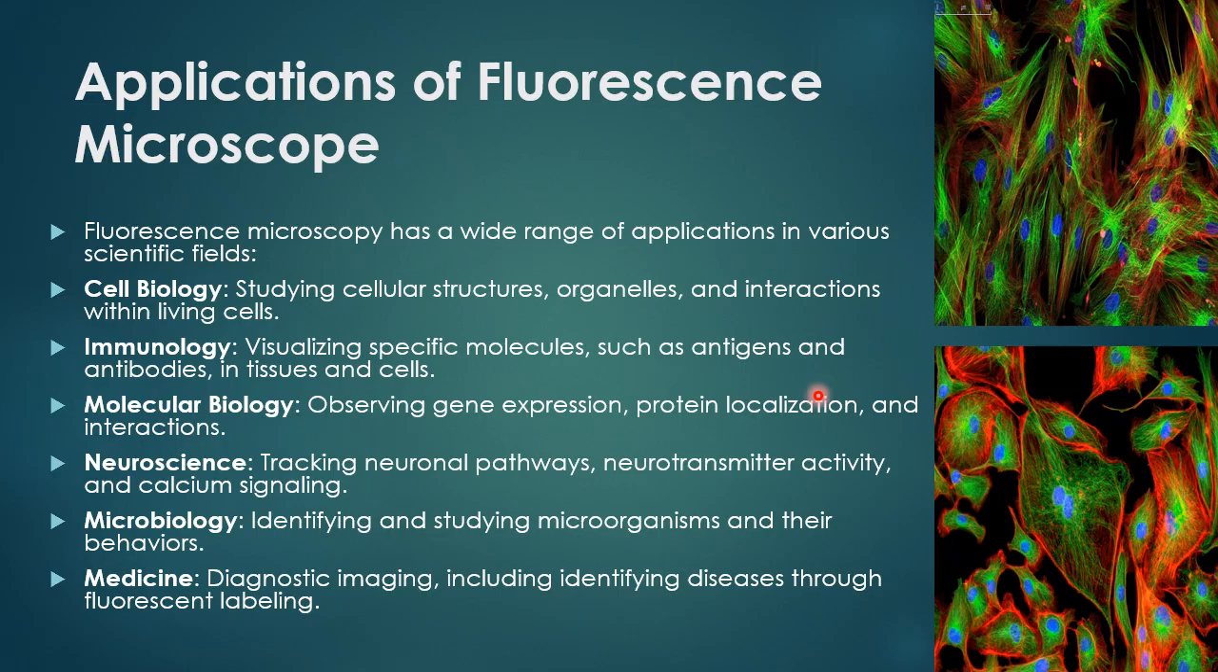Okay, and in cell biology, for studying cellular structures, organelles, and interactions within living cells, we use this fluorescence microscope. And apart from that, in immunology, to study specific molecules like antigens and antibodies, we use this fluorescence microscope. And for gene expression, for protein localization and interactions, we can use this microscope. And in neuroscience, we use it for neurological pathways, neurotransmitter activity, and calcium signaling.